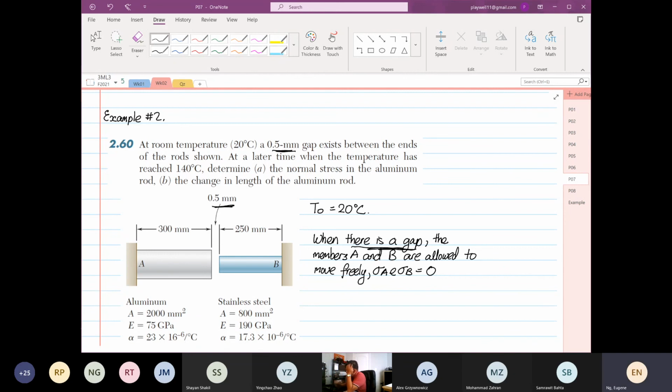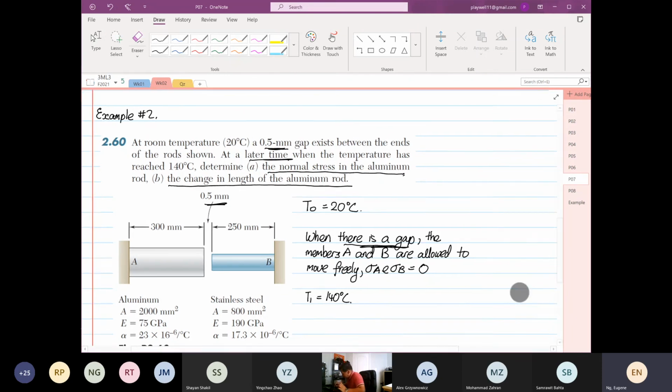Then at a later time, the temperature has reached 140 degrees, so T1 is equal to 140 degrees C. It asks us to determine the normal stresses in the aluminum rod and the change in length. So it's the gap that is throwing us off. Let me elaborate on what is going on down here, in terms of a graph.